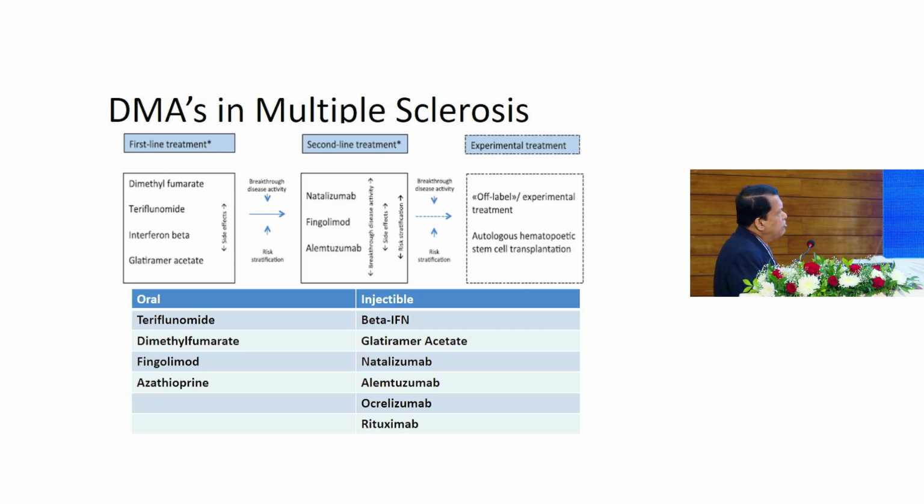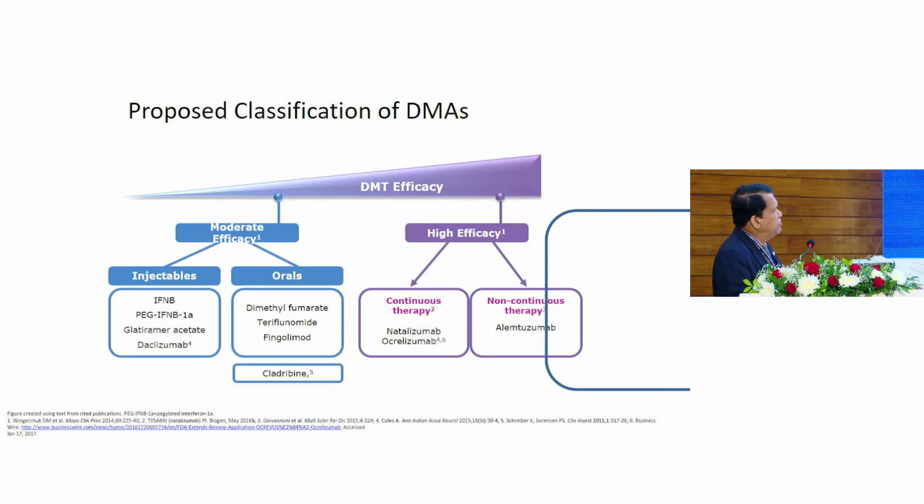And the second line treatment what we use is now natalizumab. These are all monoclonal antibodies which are now readily available. Then fingolimod, then alemtuzumab. Then we have experimental drugs which are also being used now, and there are injectable drugs and oral drugs which are used now.